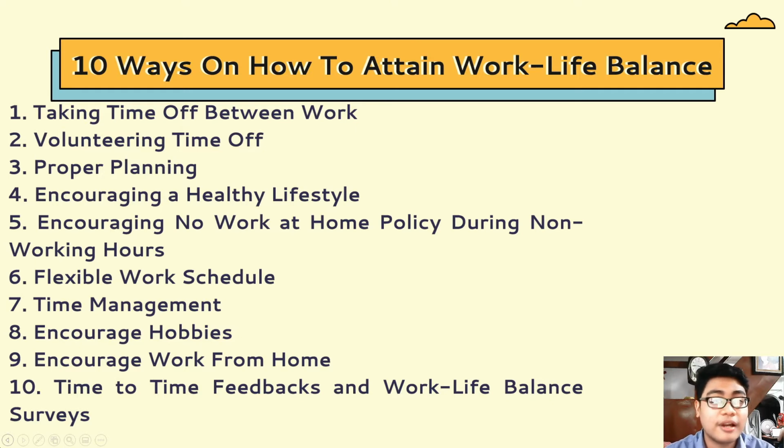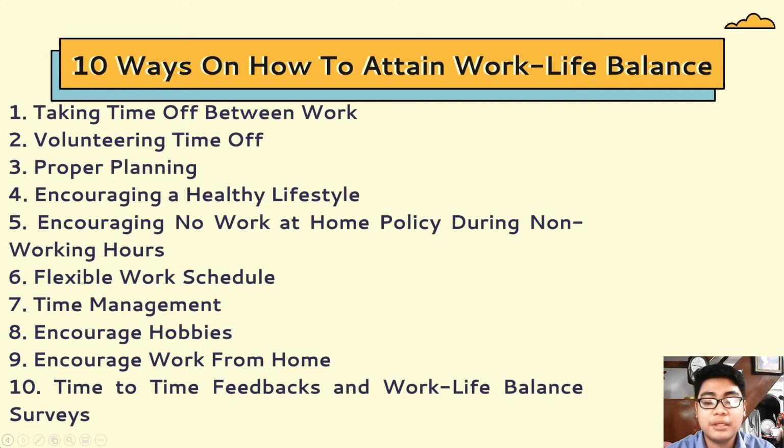So for our last way to attain work-life balance is the time-to-time feedbacks and work-life balance surveys. Employees' evaluation on a regular basis is an important element in maintaining a good work environment. This will allow the employees and even the employers to address issues that may be preventing the achievement of a good work-life balance.